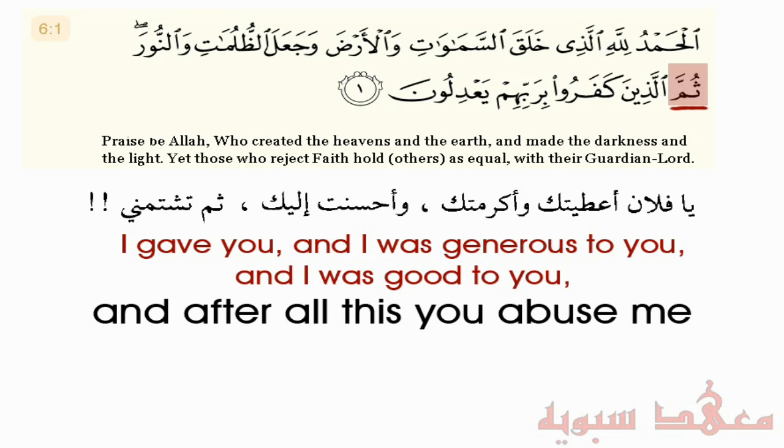Now the meaning of Thumma here is used for reproach and condemnation. So it's comparing these two things. I did all this good to you, and you abuse me. It indicates the great distance between these two matters. Getting back to the verse.